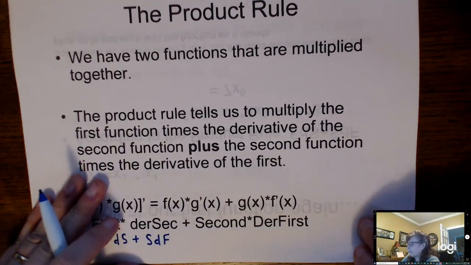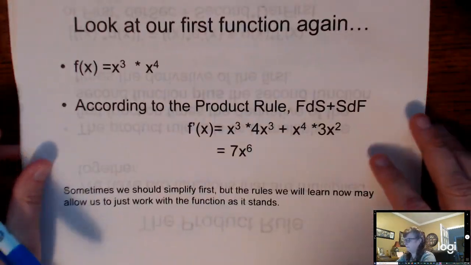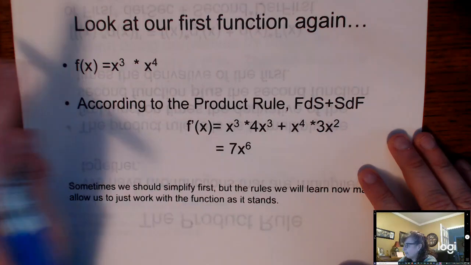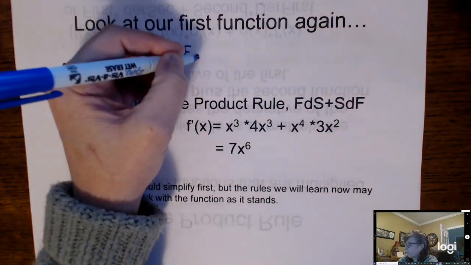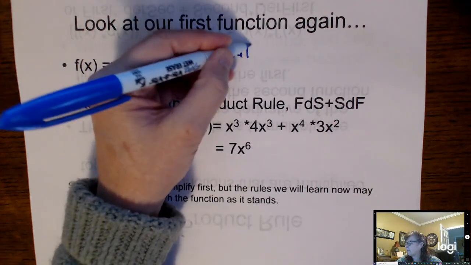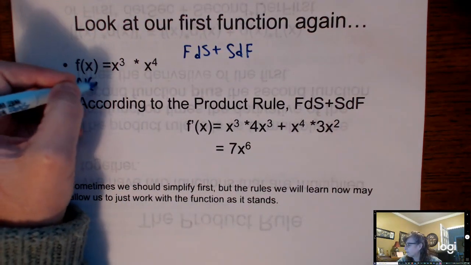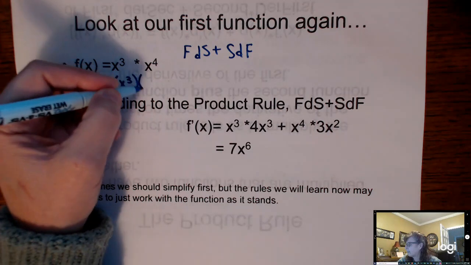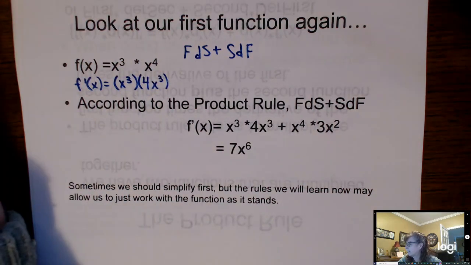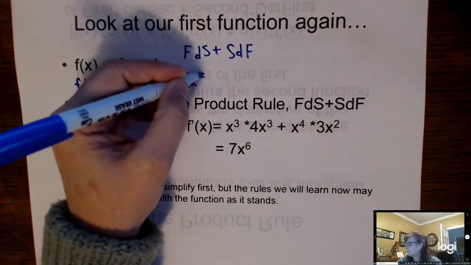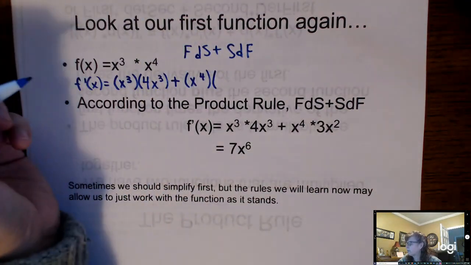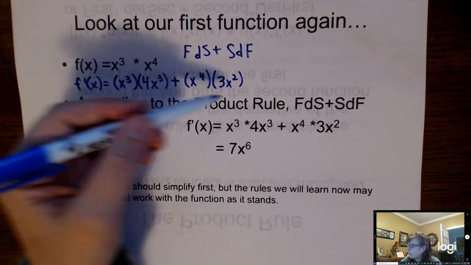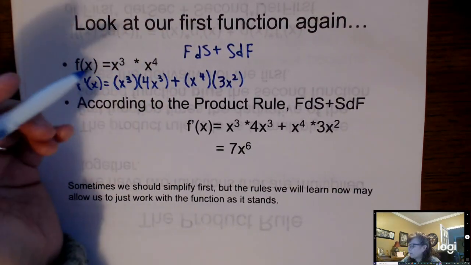Okay, so let's do that with the product here. Okay, so according to the product rule, which is the first times the derivative of the second plus the second times the derivative of the first, the derivative would be the first, so you copy that down, x cubed, times the derivative of the second, which would be 4x cubed, plus the second, which would be x to the fourth, times the derivative of the first, which would be 3x squared.